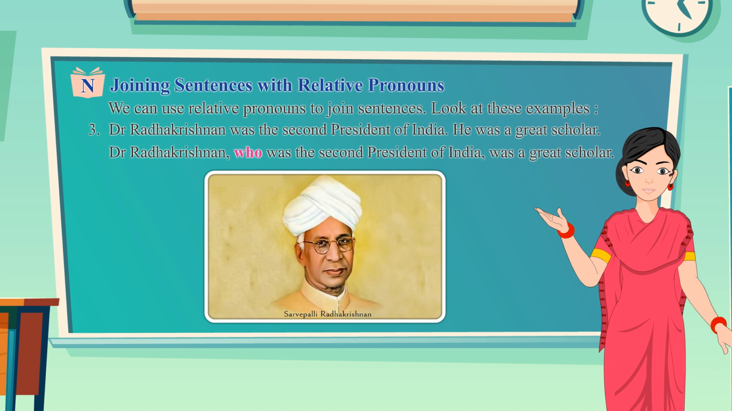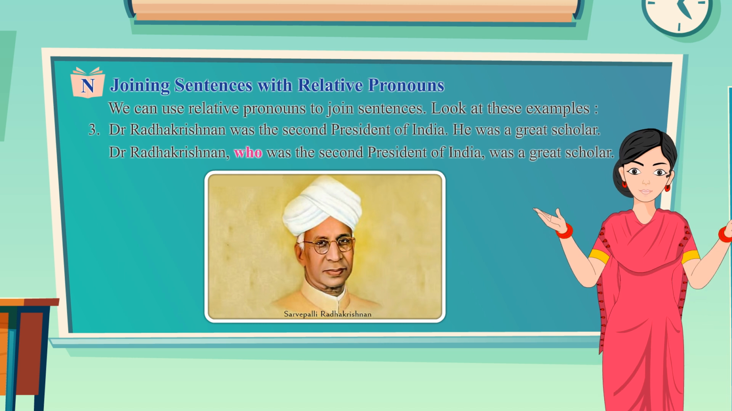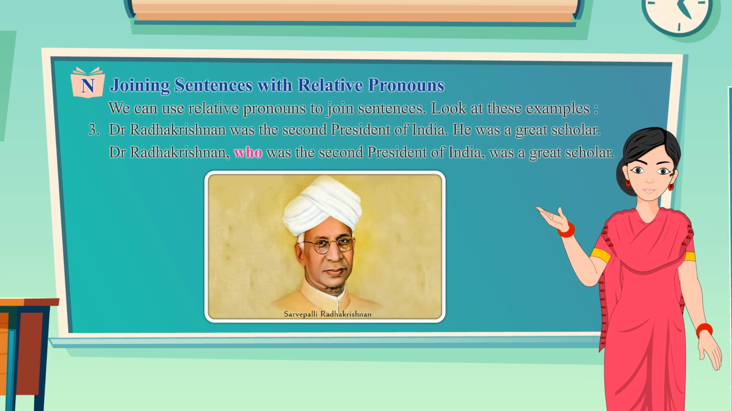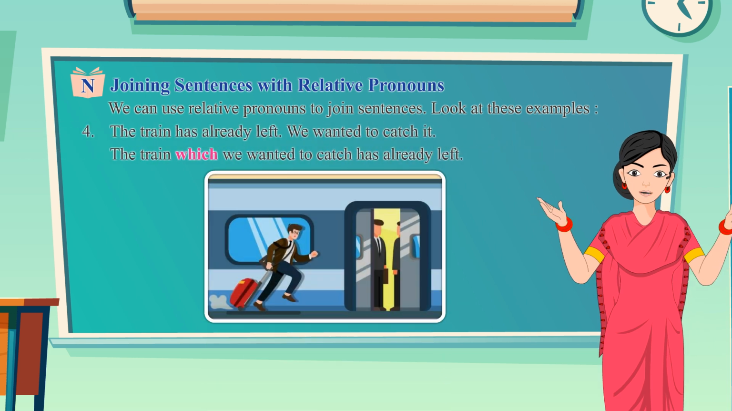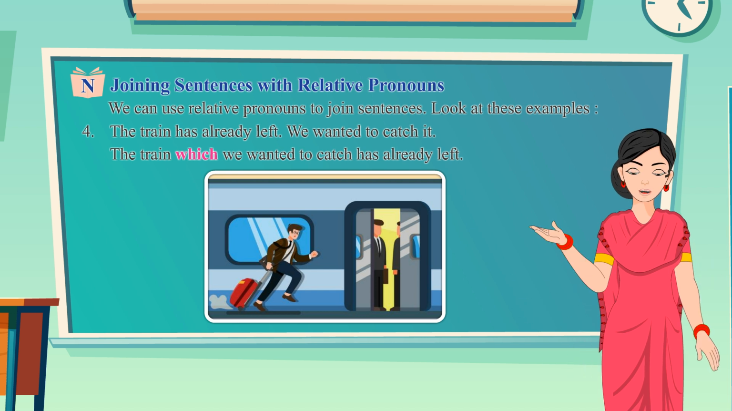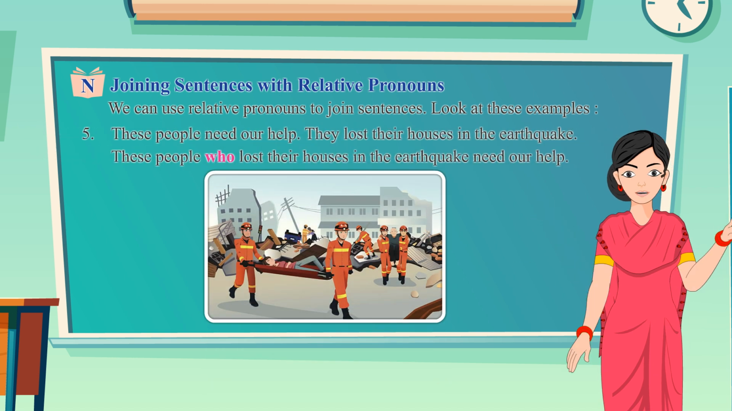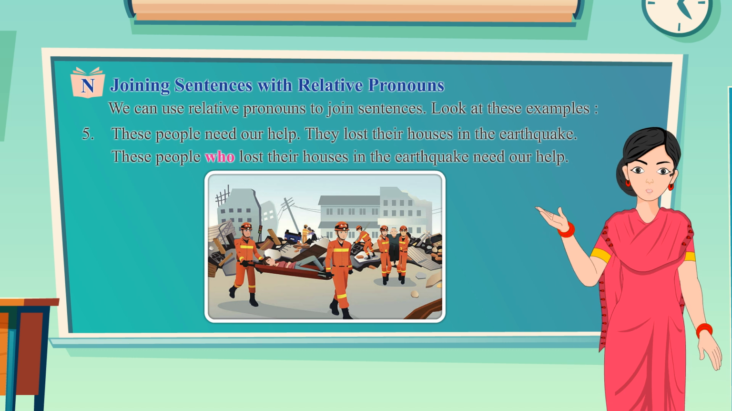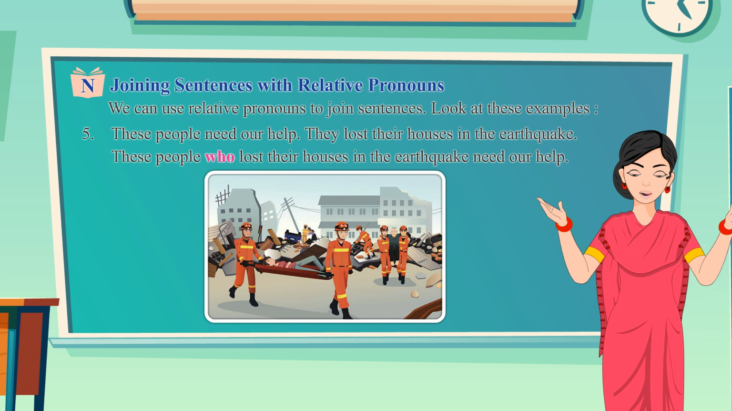3. Dr. Radhakrishnan was the second president of India. He was a great scholar. Dr. Radhakrishnan, who was the second president of India, was a great scholar. 4. The train has already left. We wanted to catch it. The train which we wanted to catch has already left. 5. These people need our help. They lost their houses in the earthquake. These people who lost their houses in the earthquake need our help.